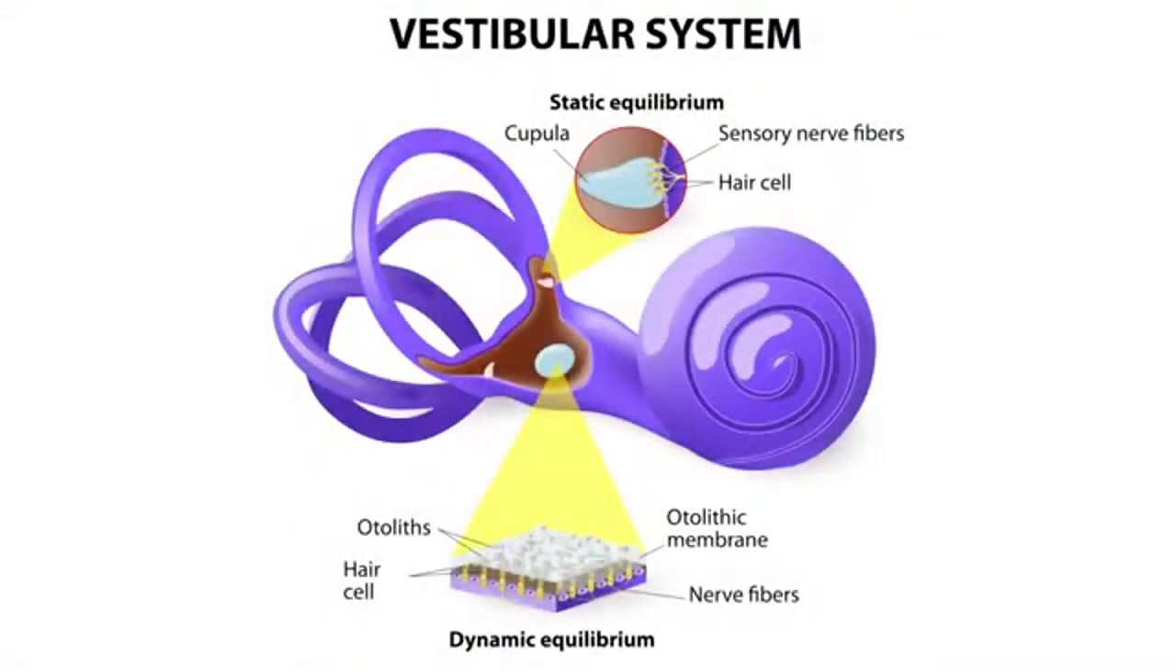One specific common form of peripheral vertigo is known as benign paroxysmal positional vertigo, a mouthful. It involves small crystals in the cochlea that can become dislodged and affect the function of the inner ear. So what are the structures of this whole thing?